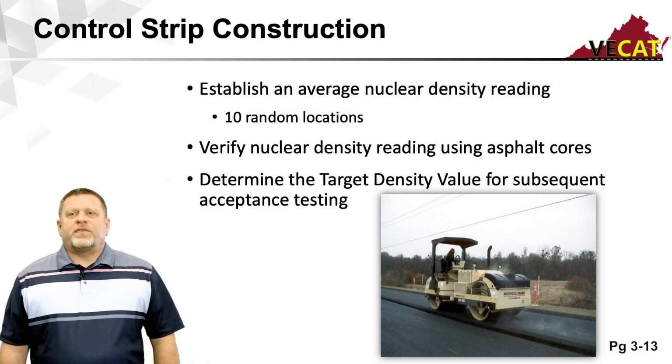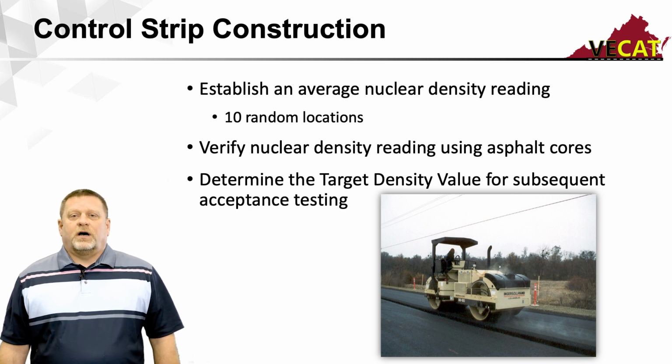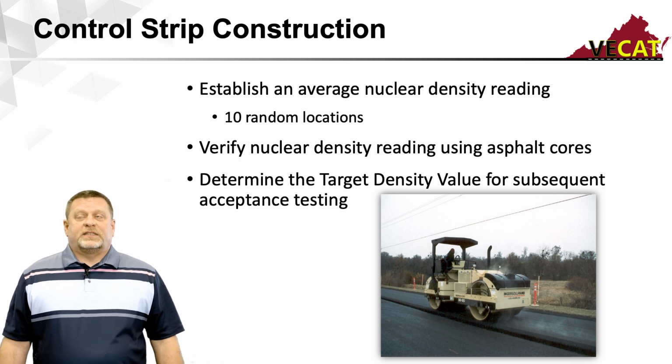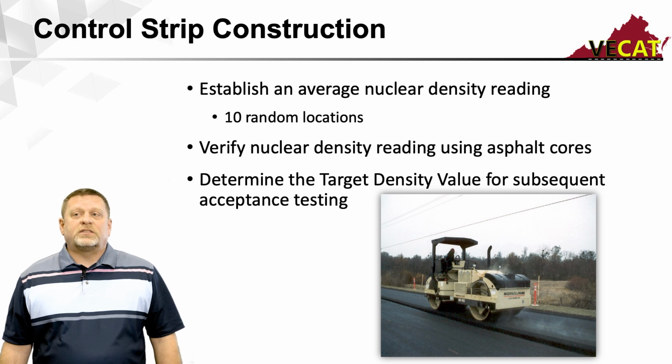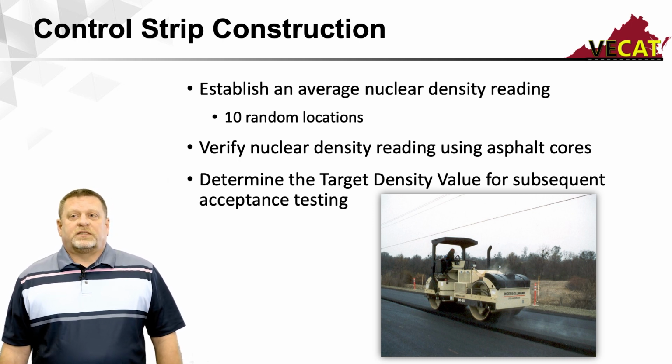So let's start with the construction process of the control strip. We use the nuclear gauge to establish an average reading of a control strip. This is done by testing 10 random locations. And basically, to verify the 10 density readings we get from the nuclear gauge, we'll be taking cores and measuring the actual density of those cores and comparing it to what the nuclear density gauge gave us.